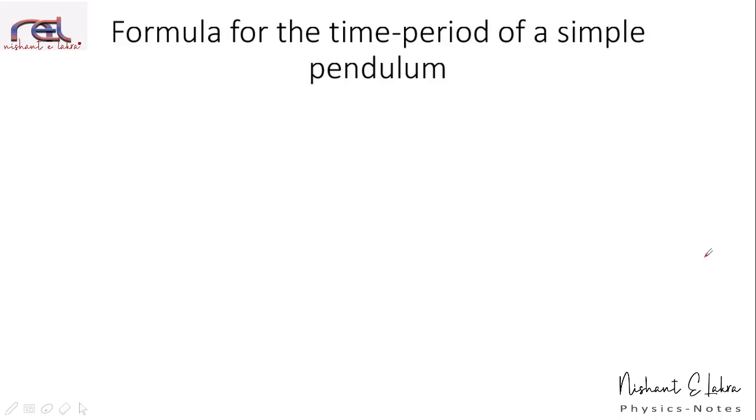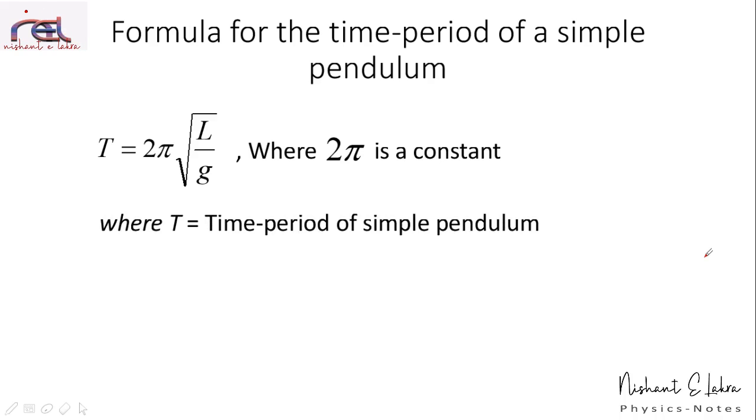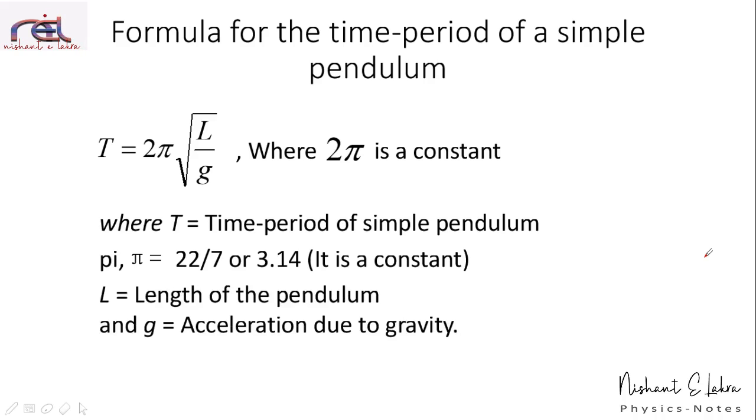Now let us see the formula for the time period of a simple pendulum. The formula is T equals 2 pi times the square root of L by g, where 2 pi is constant and T is the time period of the simple pendulum. Pi is a fixed or constant value, 22 by 7 or 3.14. Capital L represents the length of the pendulum and g represents the acceleration due to gravity. So this is the formula for the time period. I hope you understand this. You can go back through the video and see it again to understand it.